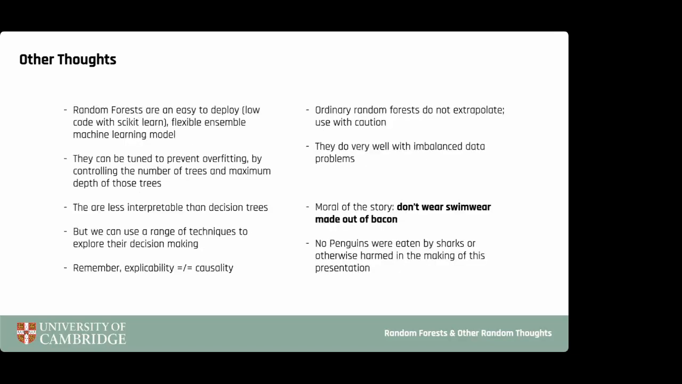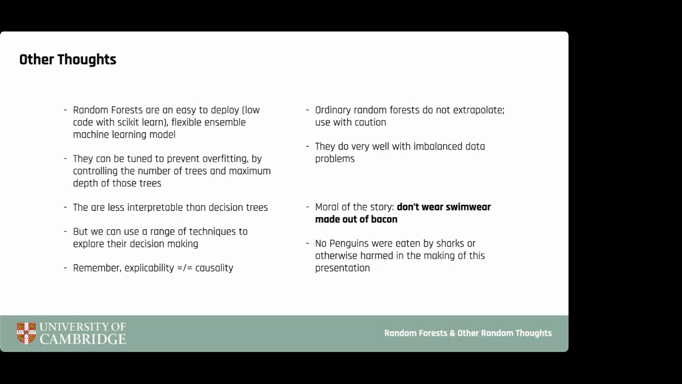We did also use backscaling and feature permutation and Shapley values and looked at all that as well, but I'm not going to go through that. So, final thoughts. Random forests are very easy to deploy. You can do it in a couple of lines of code from scikit-learn. They're quick to train as well, and they're very flexible. You can use them for lots of different problems.